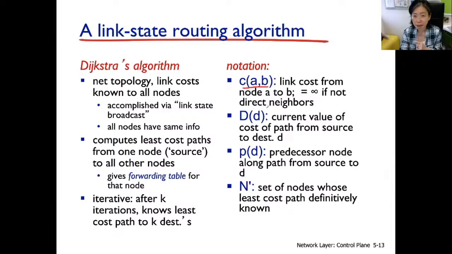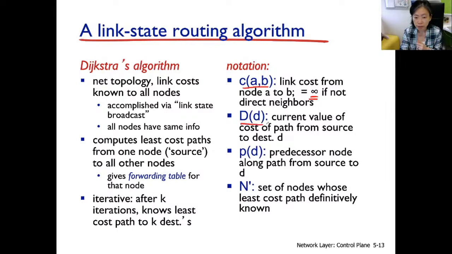First is CAB. This is the cost of the link connecting router A and B. You should know already. What's a little bit surprising to you is this: the cost CAB could be infinite, because there's no direct link connecting the two routers, and therefore the cost is infinite.